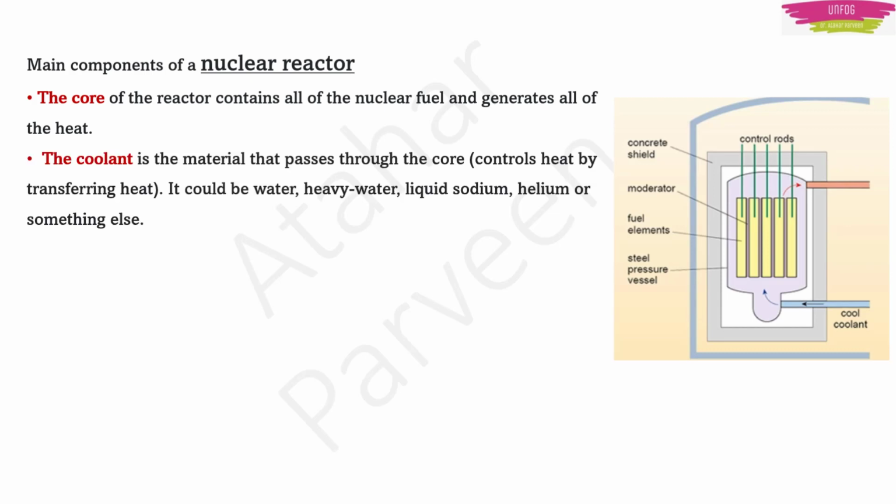Next comes the coolant. What is the function of this coolant in the nuclear reactor? It is the material that passes through the core, and its function is to control heat. Whatever heat is liberated, see, in a nuclear chain reaction a lot of energy is released, right? If a lot of energy is released, then heat is also there, isn't it? Energy means heat only, right? So that heat will be transferred to some turbine kind of thing in the nuclear reactor. This is done by the coolant. Now this coolant could be water, it could be heavy water, it could be liquid sodium, helium, or it could be something else also. But examples are water and heavy water, you can say.